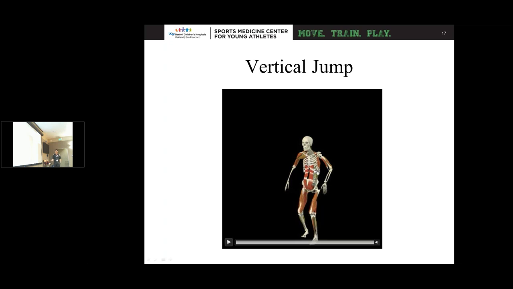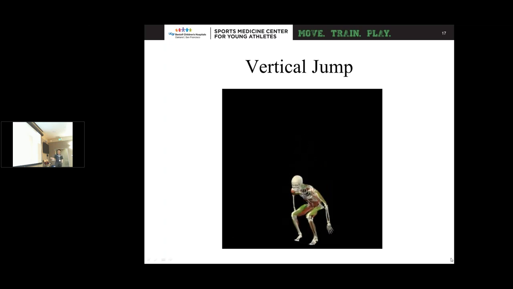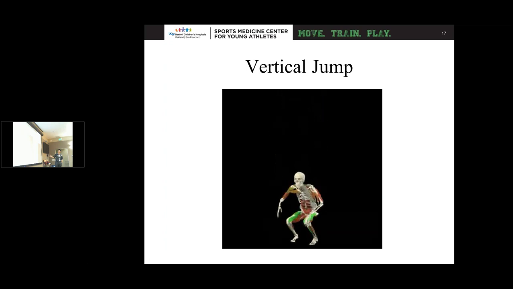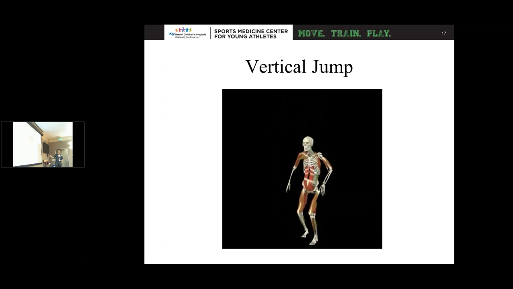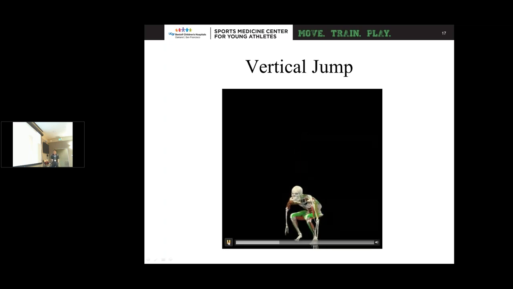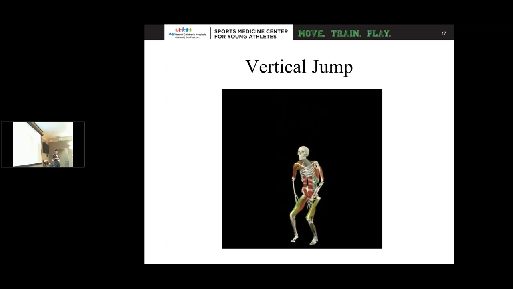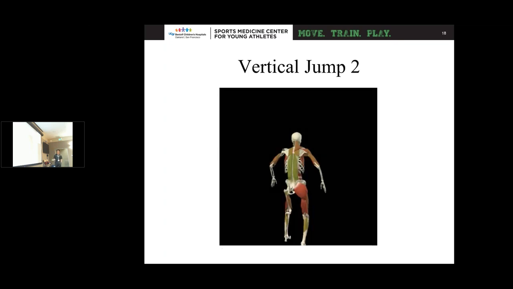Right? So you have not only lower body muscles, you have your upper extremity working. You have your core musculature working. A lot of things. And then I especially like the next one, which is the backside, because that's where your power comes from. So on the next slide here, you can see.